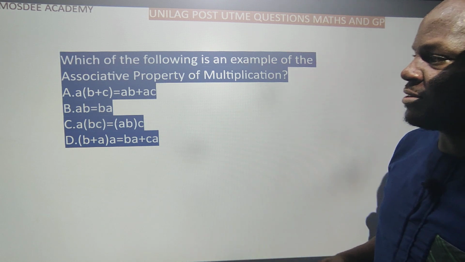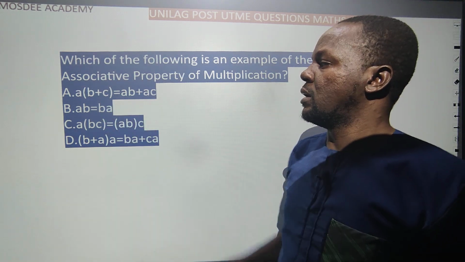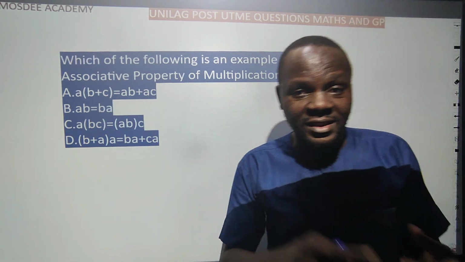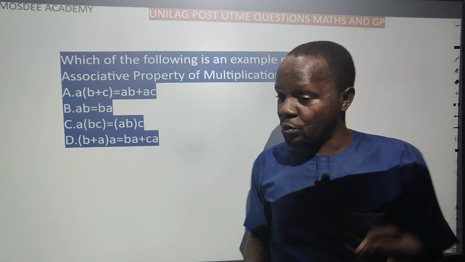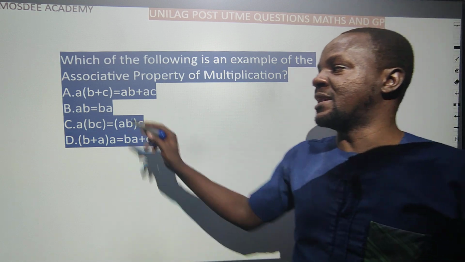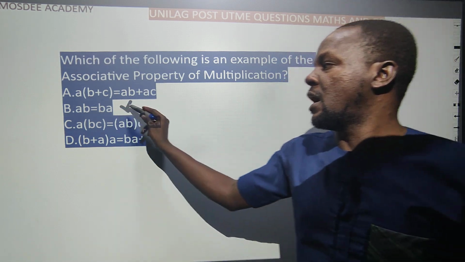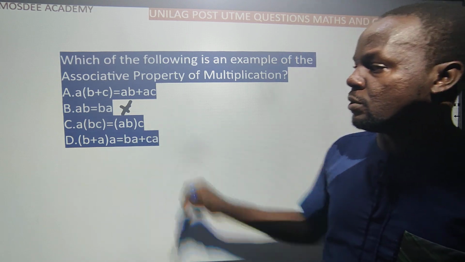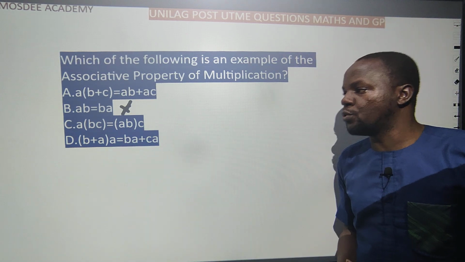So here, let's start cancelling out. Now look at the first one: A open bracket B plus C. There is A, there is B, there is C. That is 3 operands, more than 2. It can be associative. Now let's move on. Look at the second operation. It can never be associative, because it's just 2 operations. Look at the third one. This and this can also be associative. So now, how do we get it?